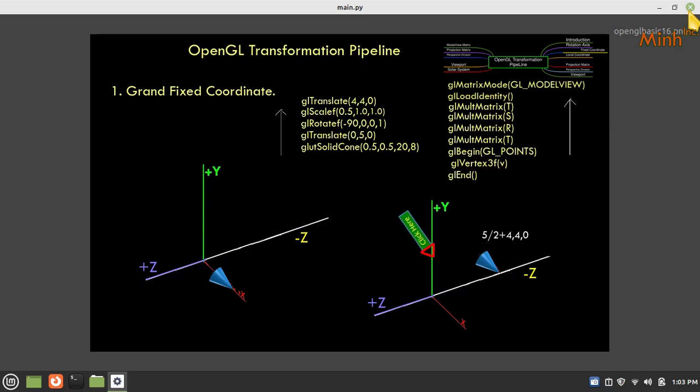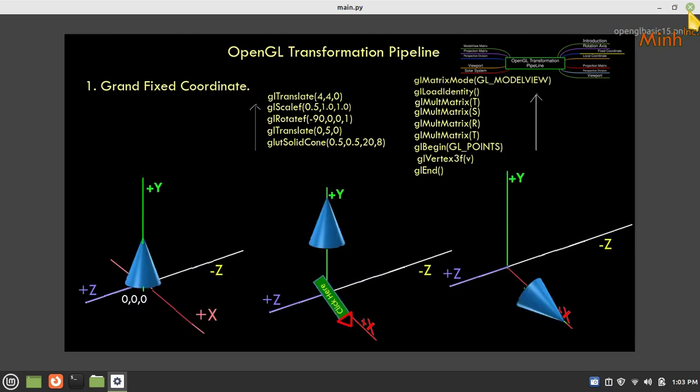So this coordinate system, y, z and x, this is fixed. It's not changing. This is actual mathematics. So whatever transformation we are doing is in reference to the fixed coordinate. Okay, so this is the bottom to up approach and this is the real mathematics. Matrix multiplication happens from bottom to top. Okay, so this is called grand fixed coordinate.